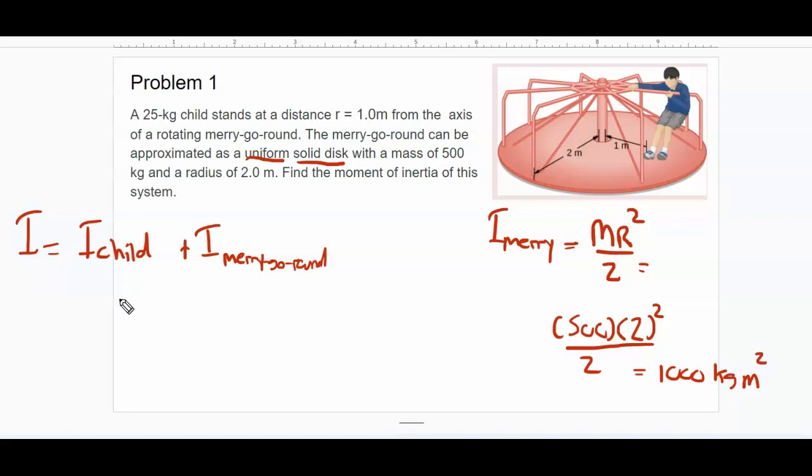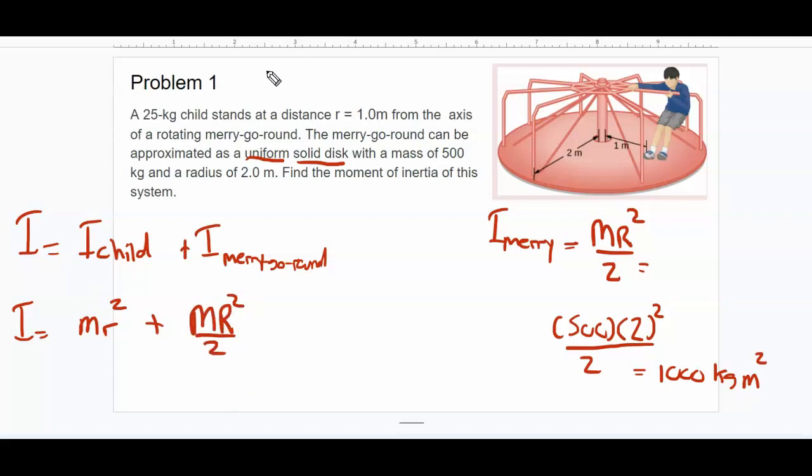So what about the child? It doesn't say anything about the shape of the child, so I think we have to assume, for the purpose of this question, that the child can be treated as a point mass. And remember, the moment of inertia of a point mass is just going to be mr squared. So basically we have mr squared for the child, plus I merry-go-round, which was big R squared divided by 2, which we've already calculated and we know is 1,000.